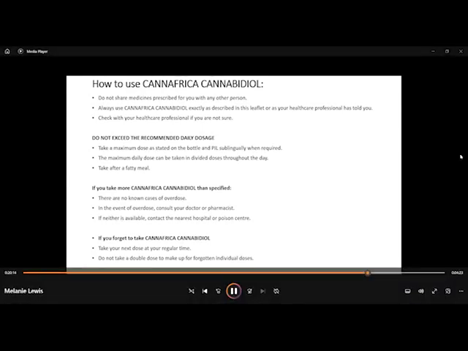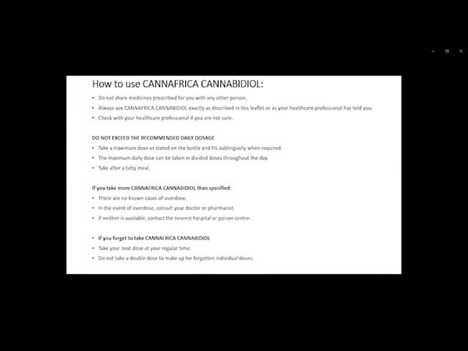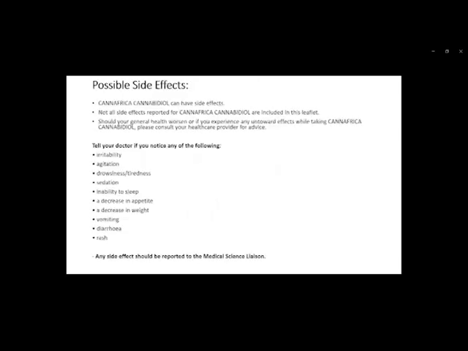And if you forget to take your Cannafrica CBD, you take your next dose at its regular time. Don't go, you've forgotten to take it this morning, so now it's 12 o'clock, now you're going to take it, but you're going to take another dose again this evening, and then you've exceeded your daily dose. Don't do that. Just don't take a double dose, take your normal dose at the normal time.